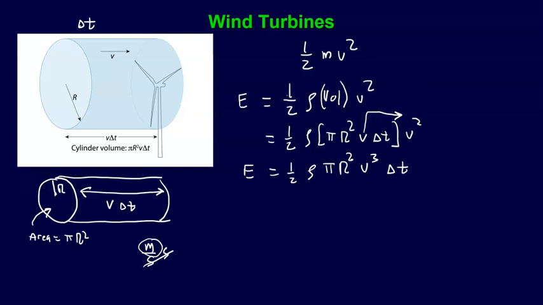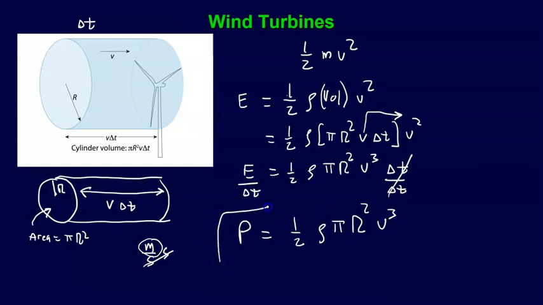So you have this equation here, 1/2 rho pi r squared v cubed delta t. Now we're going to do a trick: I'm just going to divide both sides by delta t. Here the delta t cancels, and here we get energy over time. Well, what is that? That's just our power. And so the power you can develop with one of these wind turbines, the equation looks like this: 1/2 rho pi r squared v squared. I'm sorry, v to the third power.